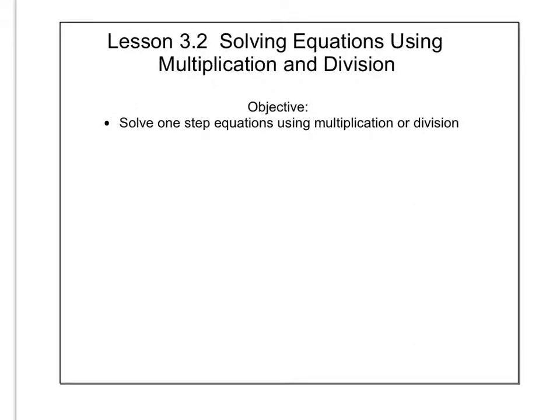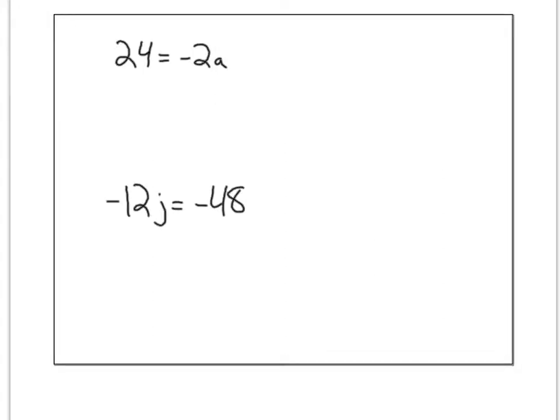Alright, we're back with Unit 3, Lesson 2, solving equations using multiplication and division. Okay, and there's your objective. Let's get started. Okay, so we got our two examples here, and again, we need to solve these equations using opposite operations. Okay, so our job is to isolate this variable right here, to get it by itself.